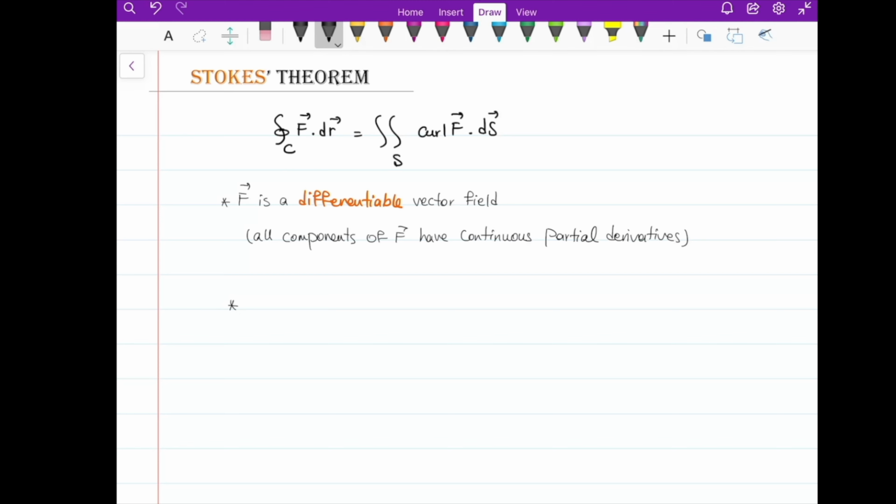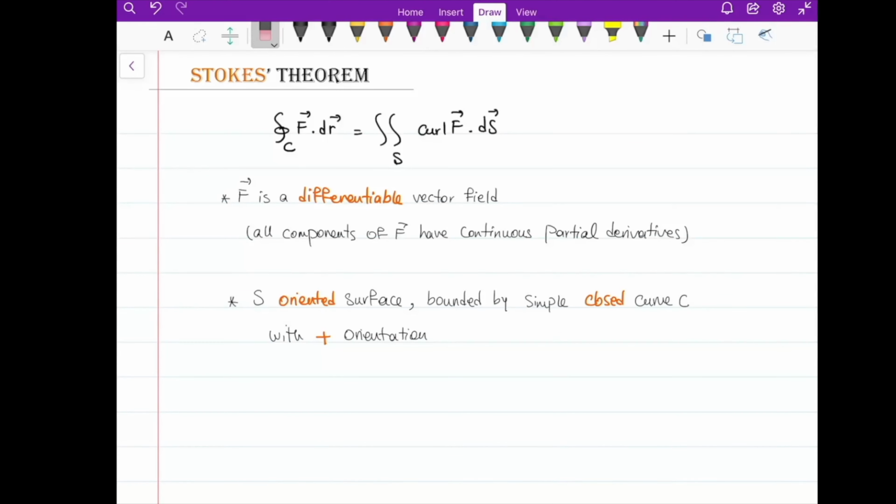What is S? What is C? S is an oriented surface, and it is bounded by the simple closed curve C with positive orientation. So these are basically the requirements for Stokes' theorem.